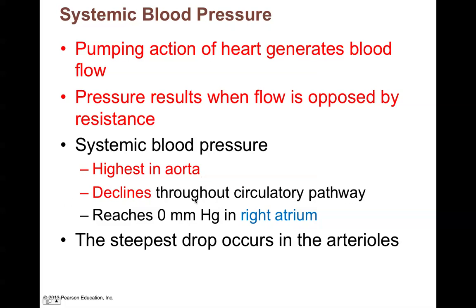The pressure will decline throughout the circulatory pathway, and it reaches 0 millimeters of mercury in the right atrium. You notice this is blue. The right atrium receives the deoxygenated blood from the body. Anyway, the steepest drop is going to occur out in the arterioles.